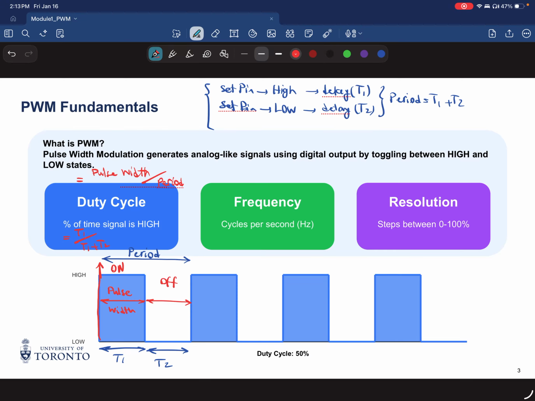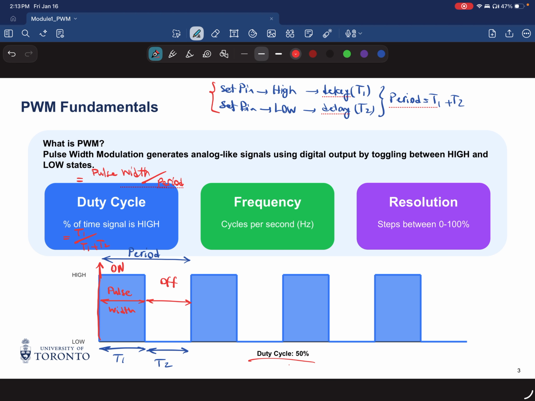Now, you might be asking, well, here you're showing me a signal that 50% of the time it's on and 50% of the time it's off. Isn't that like toggling an LED? I've done that. It doesn't look like analog. It looks like T1% of the time it's on, and T2% of the time it's off.